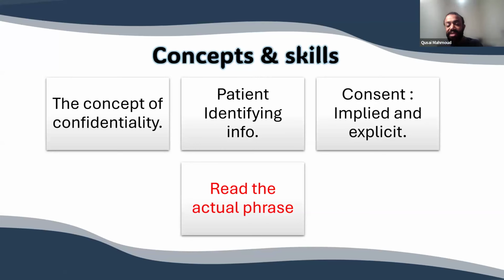So when do we need verbal consent? They need to verbalize that. If I'm doing an intimate examination, the implied or implicit consent is not enough. You need to verbalize: I will do this, this, this. Do you agree? He should say yes or no.